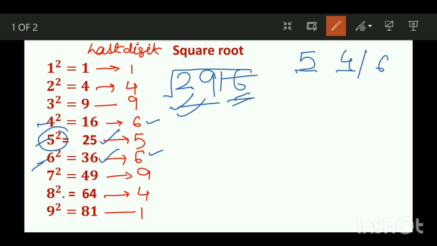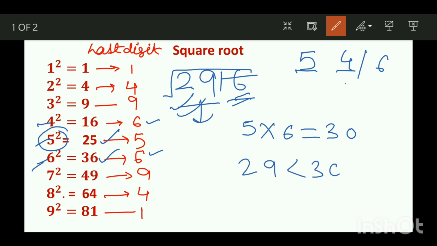Okay. Now we have to choose between 4 and 6. So what we will do? We will compare 29 with the product of 5 and the next number, which is 6. So 30. Since 29 is less than 30, we will choose the smaller number. So 54 would be the square root of 2916. Hope it is very clear to all of you.